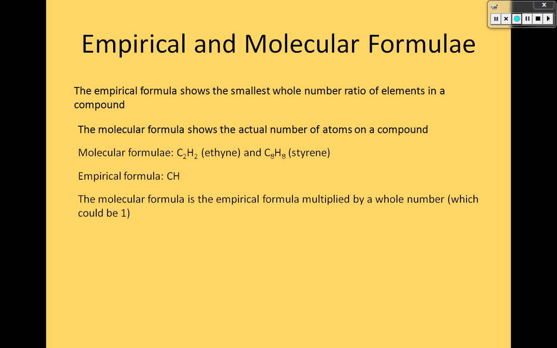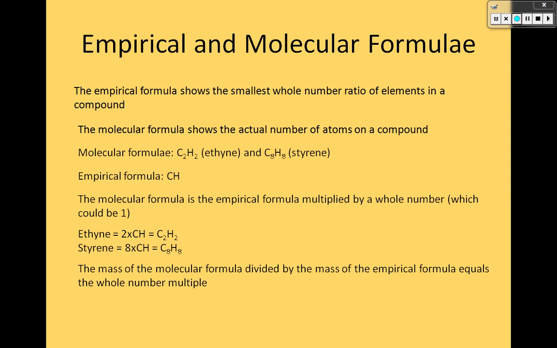In the case of ethine, the molecular formula is CH multiplied by 2. And in the case of styrene, it's CH multiplied by 8. And so you can see in each case we're multiplying the empirical formula by a whole number. And the molecular formula and empirical formula and this quote-unquote magic whole number are related mathematically.